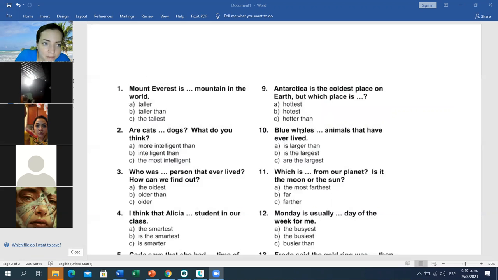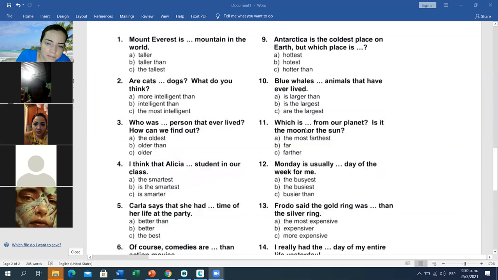Number 10. Yes. Blue whales are the largest animal that have ever lived. Okay. Why did you use are the largest and why didn't you use is the largest? ¿Por qué la C y no la B? Because animals is in plural. The whales is plural. Excellent. Very good. Excellent. Lisette, continue, please.